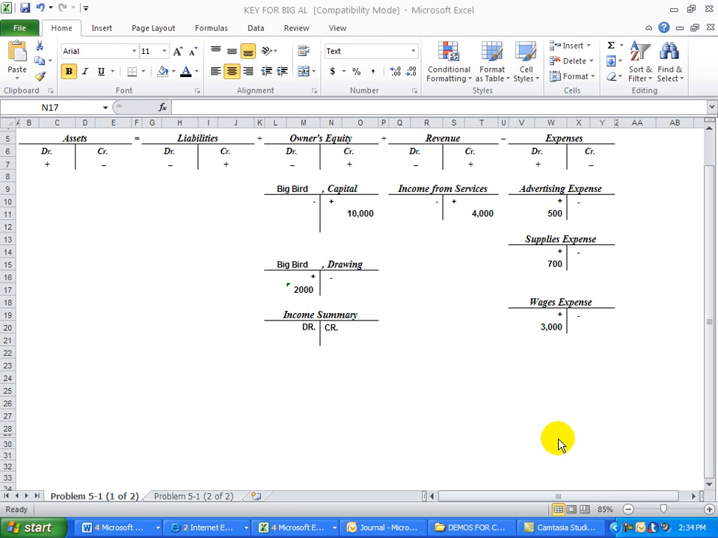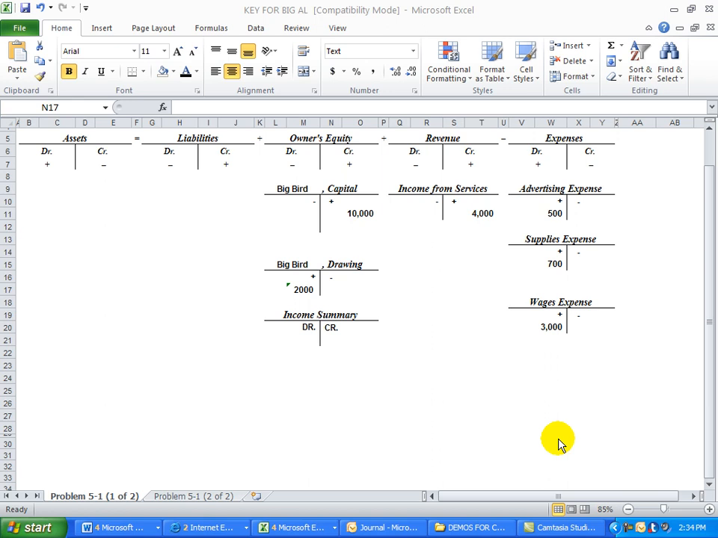This is another example of how to do closing entries. This time we're going to have a net loss instead of a net income. Now, remember, when you do closing entries, you're closing the temporary or nominal accounts, which is everything that is after capital in your general ledger. So capital will not be closed, it will be updated, but drawing, revenue, and expenses will go down to zero, and we will use the income summary account to help us do this.